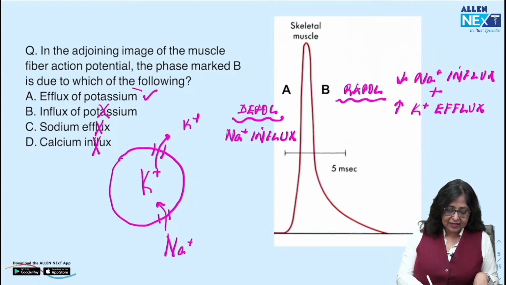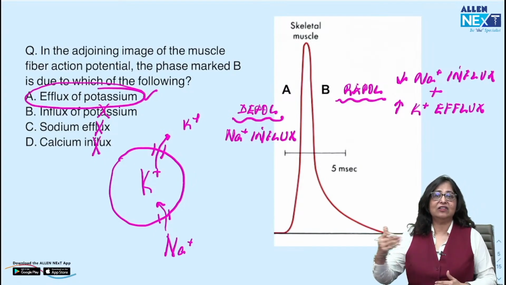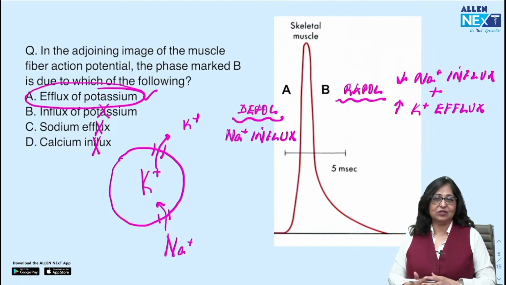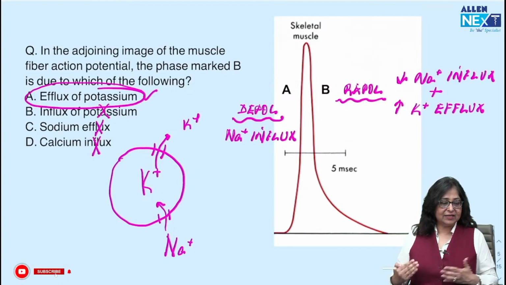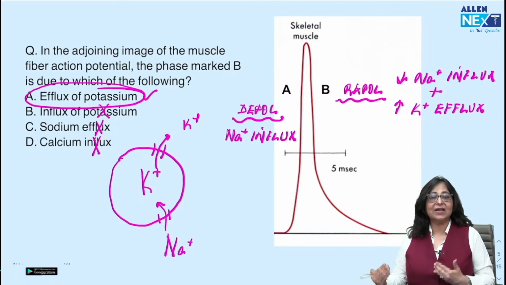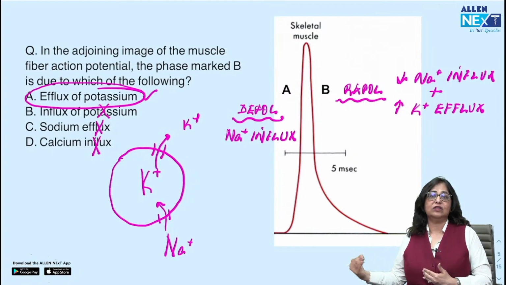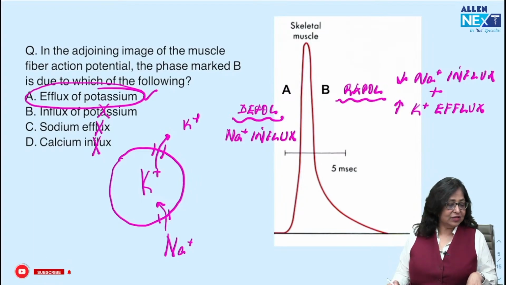The answer here is repolarization is because of efflux of potassium from inside to out, causing loss of positive charge in the repolarization phase. Repolarization phase, like I said, is due to closure of sodium channels and opening of the slow voltage-gated potassium channels. Answer to this, efflux of potassium.